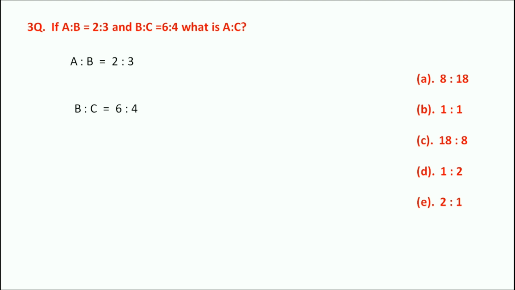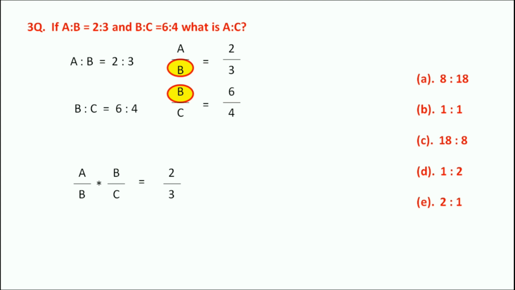Write A is to B as A by B, which is equal to 2 by 3. Same as the first ratio, write B is to C as B by C, which is equal to 6 by 4. If we observe clearly, in the first ratio B is the denominator, and in the second ratio B is the numerator. If we multiply both the fractions, the B's will cancel each other and we are left with A by C. A by B multiplied with B by C is equal to 2 by 3 multiplied with 6 by 4.